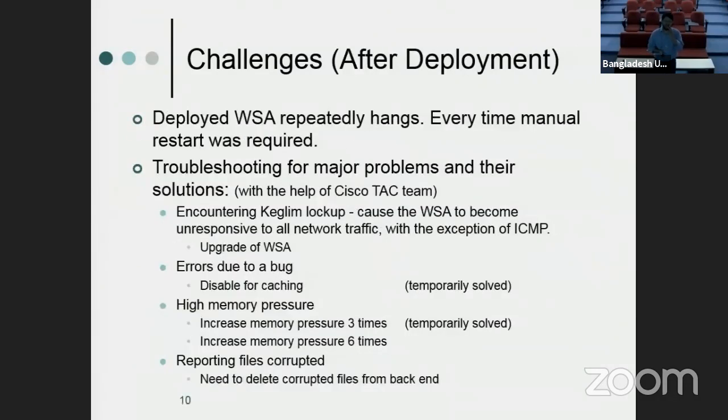Later on, after the deployment, we found the software repeatedly started hanging. After running it for 2 or 3 days, it becomes unstable. It doesn't work until it is rebooted. While troubleshooting, we had to take help from the Cisco tech team, which is based in India. Because we did not have a local tech team, it took a lot of time. Anyway, over a period of 2 months, we solved the problem.